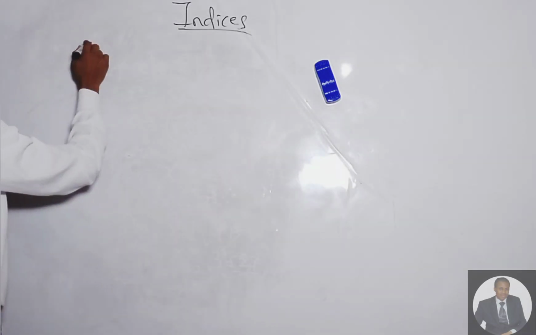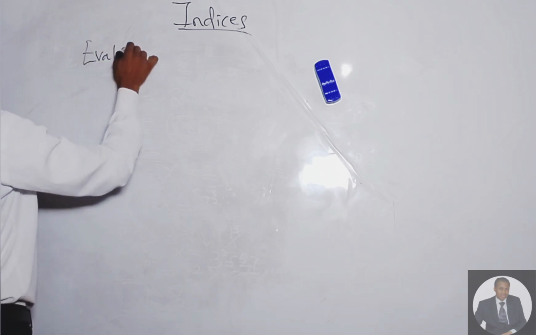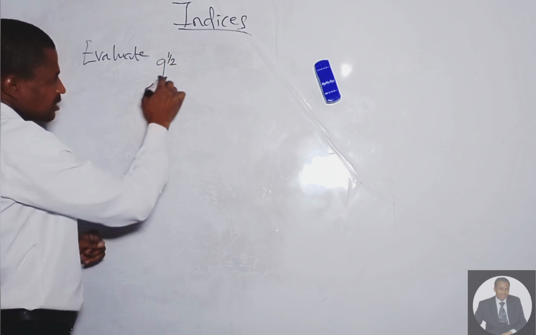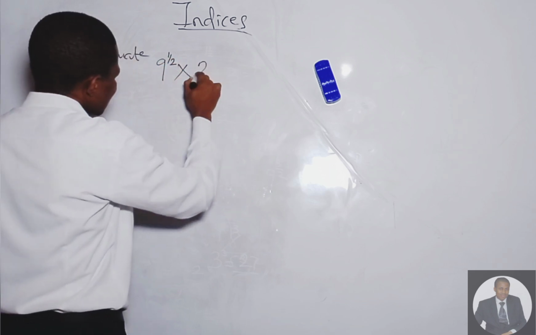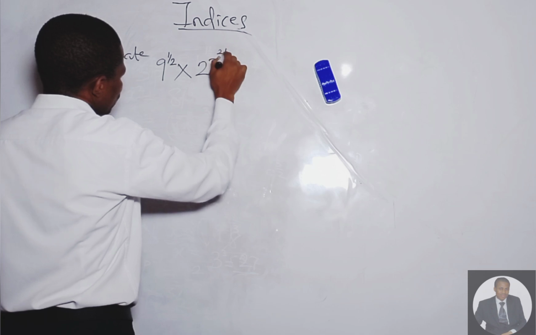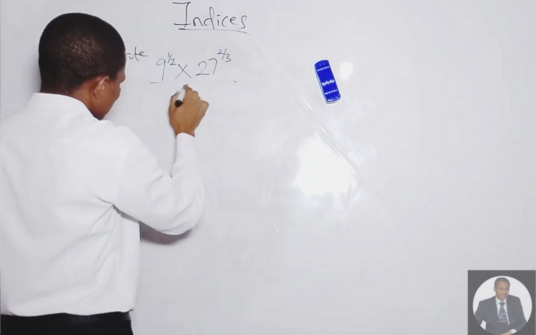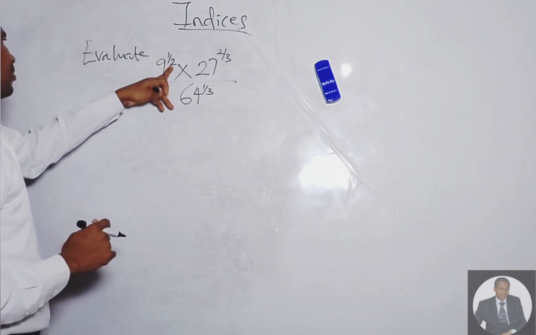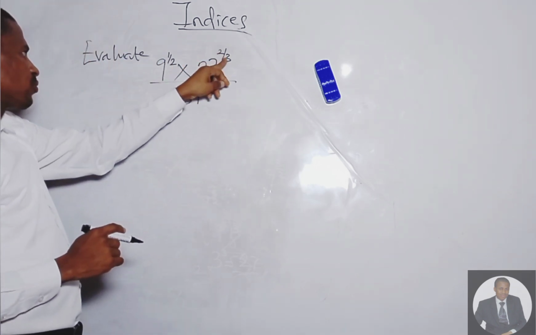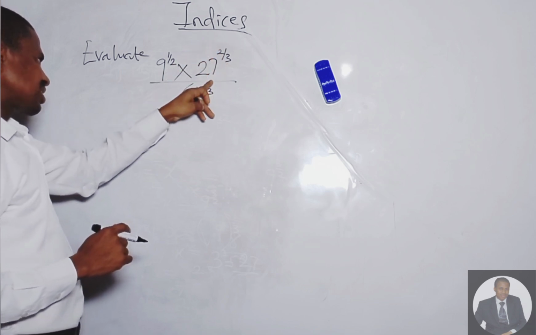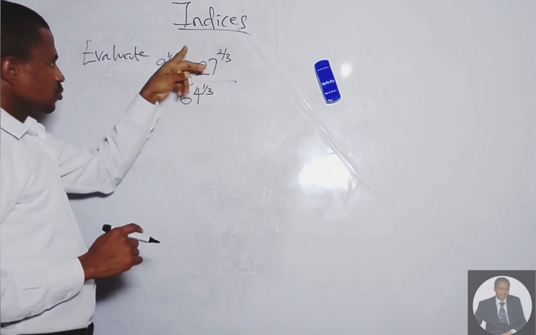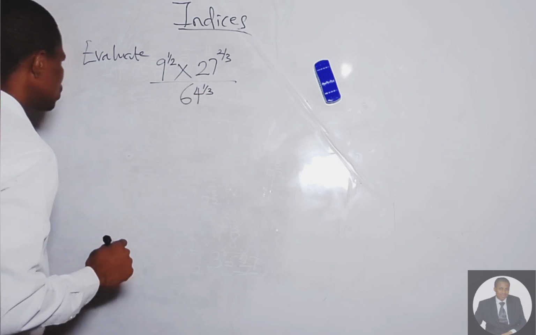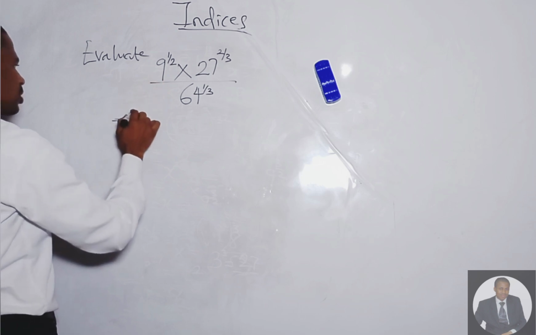Question. Evaluate 9 raised to the power 1/2 times 27 raised to the power 2/3, then we divide it by 64^(1/3). Raised to the power 1/2 is the square root. Raised to the power 2/3 is the cube root of 27, then whatever answer we get, we square it. 64 raised to the power 1/3, that's the cube root.